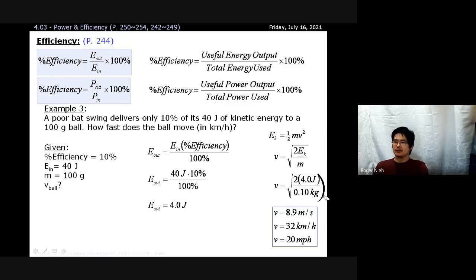So it did the root of 8, root of 8 divided by 0.1. Okay, so 8.9 meters per second is the valid answer, and that's totally fine. You can leave it at that.